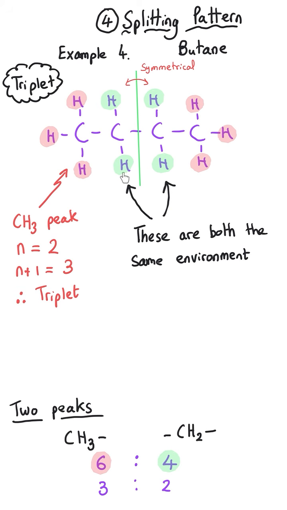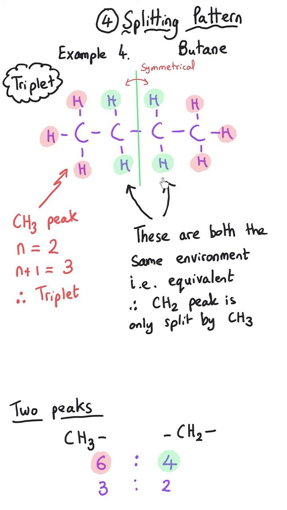And the reason is that these 2 CH2s are the same environment, so they will not split each other. They are causing the same peak, so they will not interact with each other in a way that will affect their spectrum. And so for all intents and purposes, we can pretend that one half of the molecule just isn't there, because one thing will not split itself. And so that means from the point of view of the CH2, the only neighbouring hydrogens are on this carbon atom, and there are 3 of them. So N is equal to 3, N plus 1 is 4, so we will have our quartet.